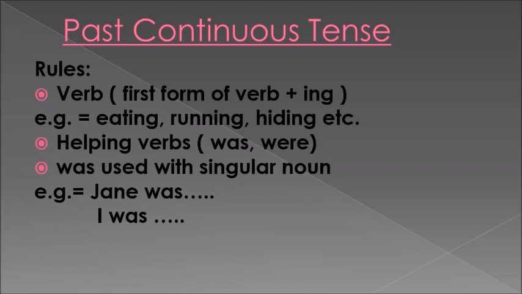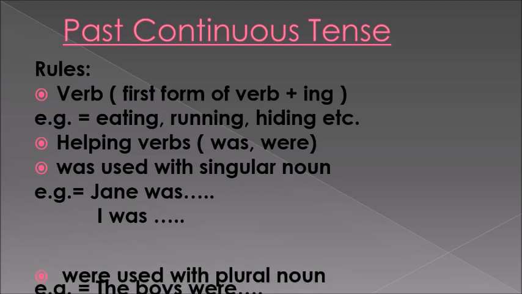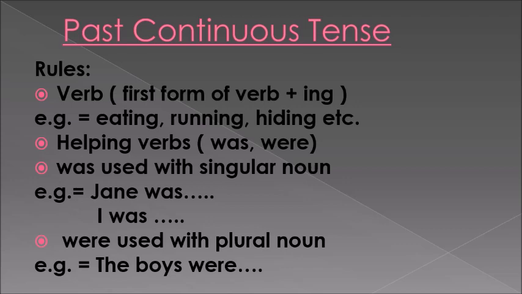Was is used with singular nouns. For example, Jane was looking at the board. I was completing my work. And were is used with plural nouns. For example, the boys were playing in the ground. The animals were wandering in the jungle. So it is also a very easy tense, past continuous tense. Its rules are similar to present continuous tense. The only difference is that of the helping verbs was and were.